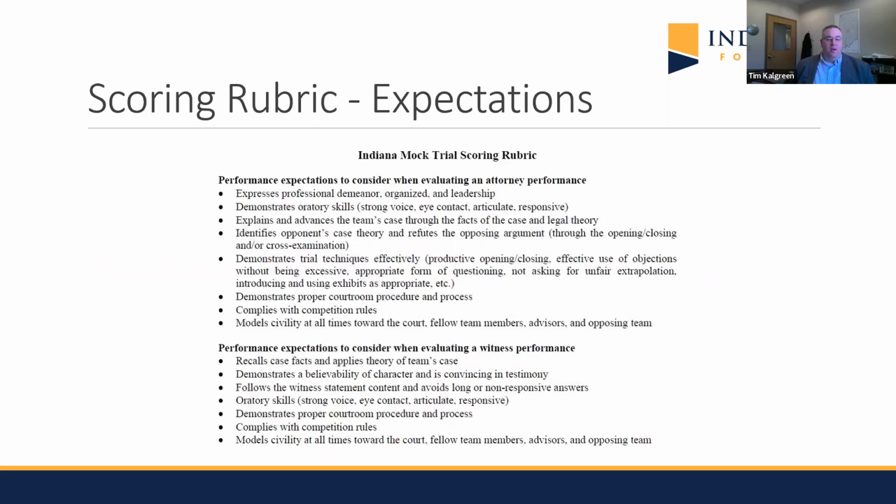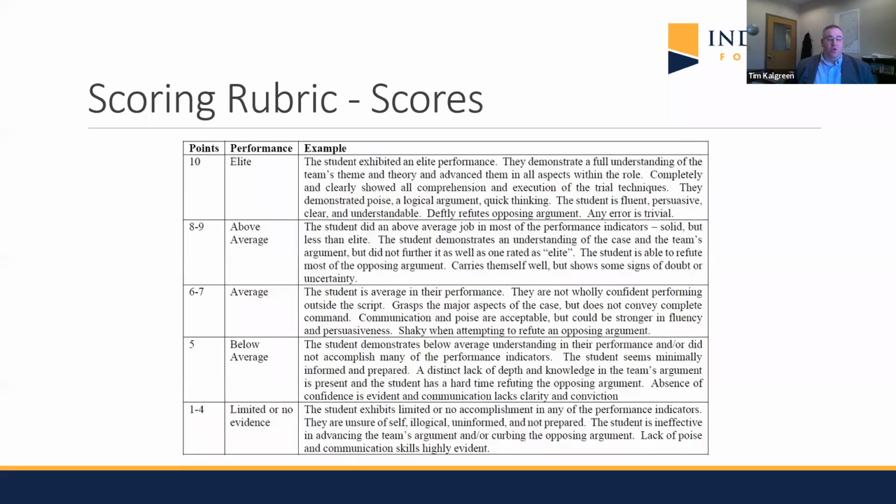The scoring rubric, and this is our expectations of what each element is going to be going through. You'll see at the top is what you should be looking for when evaluating an attorney's performance, and the bottom segment of what you're looking for when evaluating a witness's performance. Those are the things that you're going to be keeping in mind, and you'll be thinking through as you listen to each trial element. That translates to our scores here.